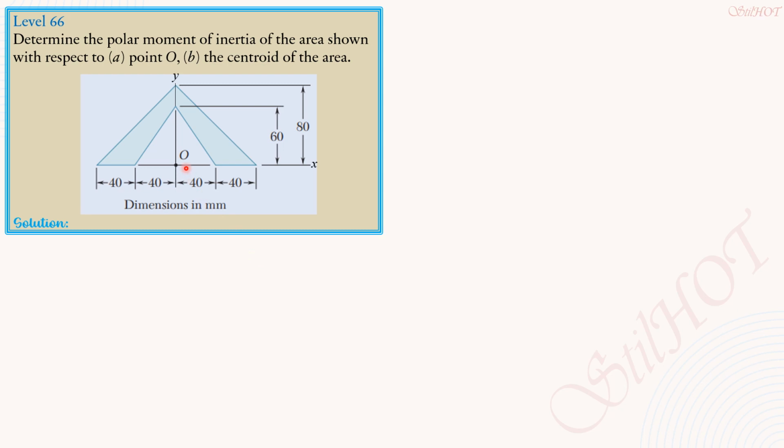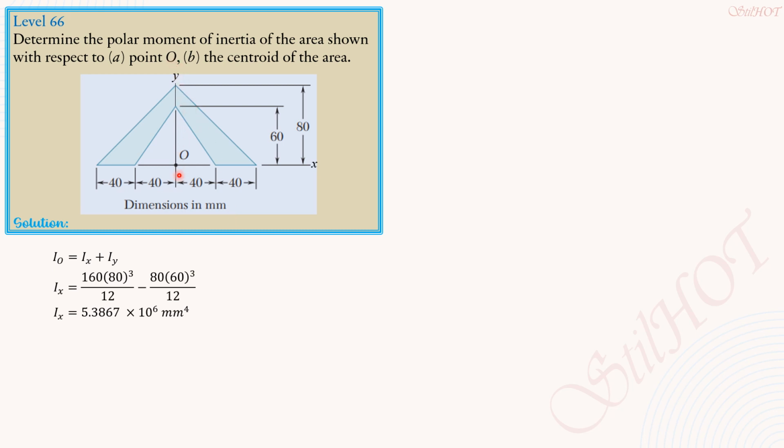So IO is equal to Ix plus Iy, and Ix is equal to the moment of inertia with respect to the base of the big triangle minus the moment of inertia of the small triangle with respect to the base, which in general is bh cubed over 12. So Ix is 160 times 80 cubed over 12 minus 80 times 60 cubed over 12. So Ix is equal to 5.3867 times 10 to the 6 millimeter to the fourth.